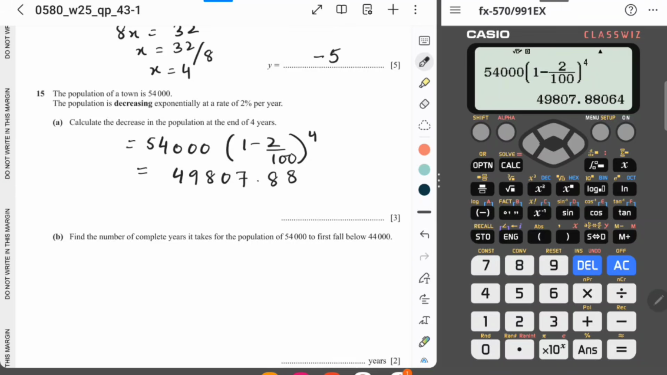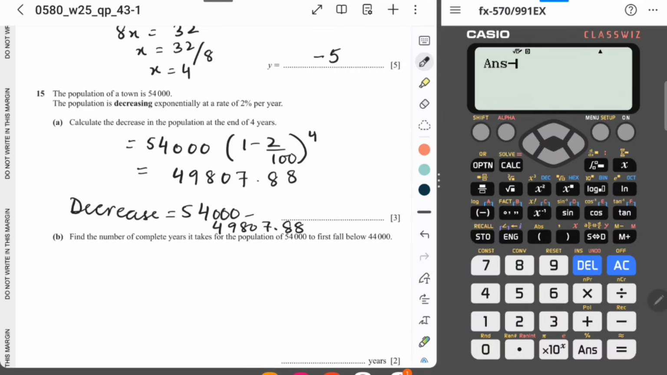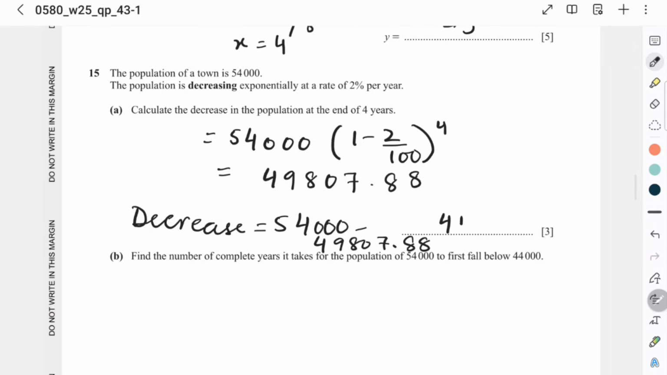So how much has it decreased? They are asking how much it has decreased in 4 years. So we just subtract. The decrease is equal to 54,000 minus this number, 49,807.88. So that is 4192, or you can write 4192.1 also. So that was a 3 marks question.